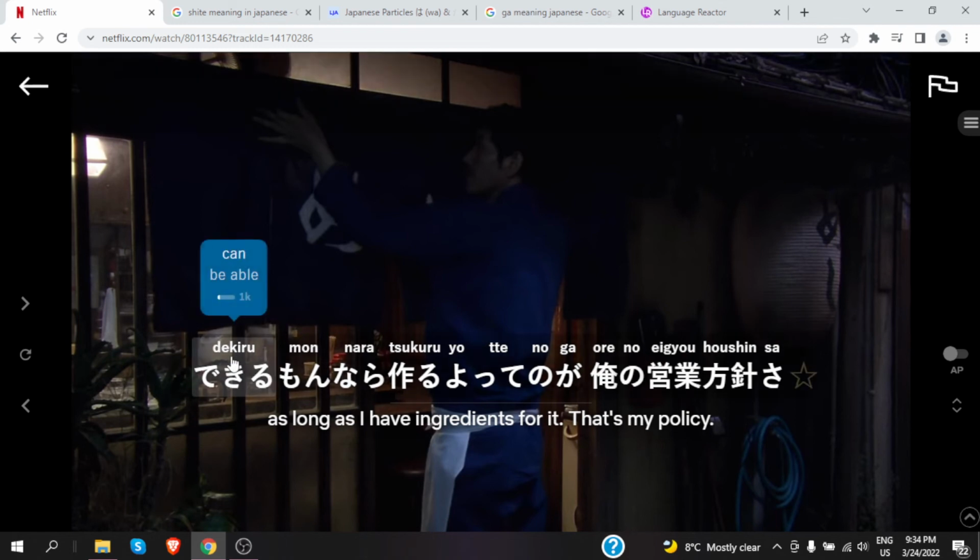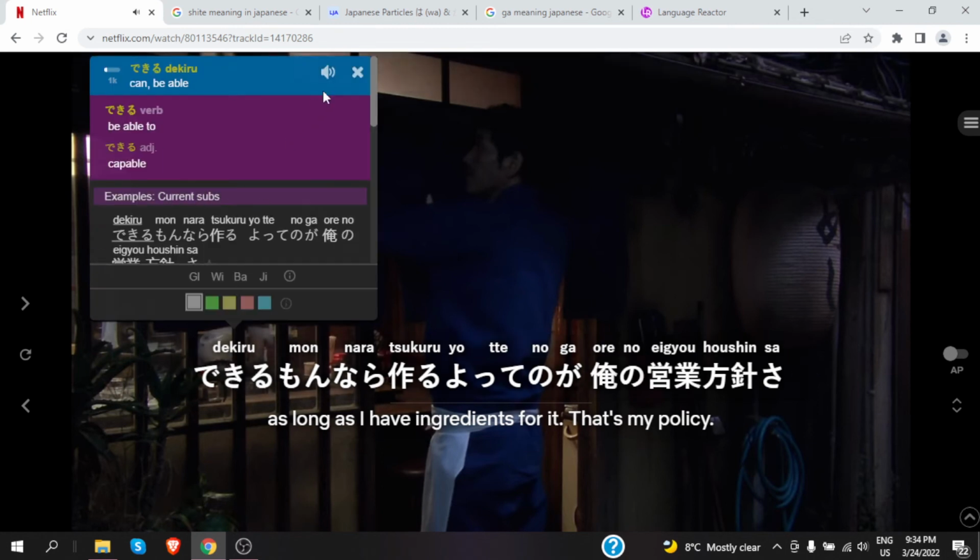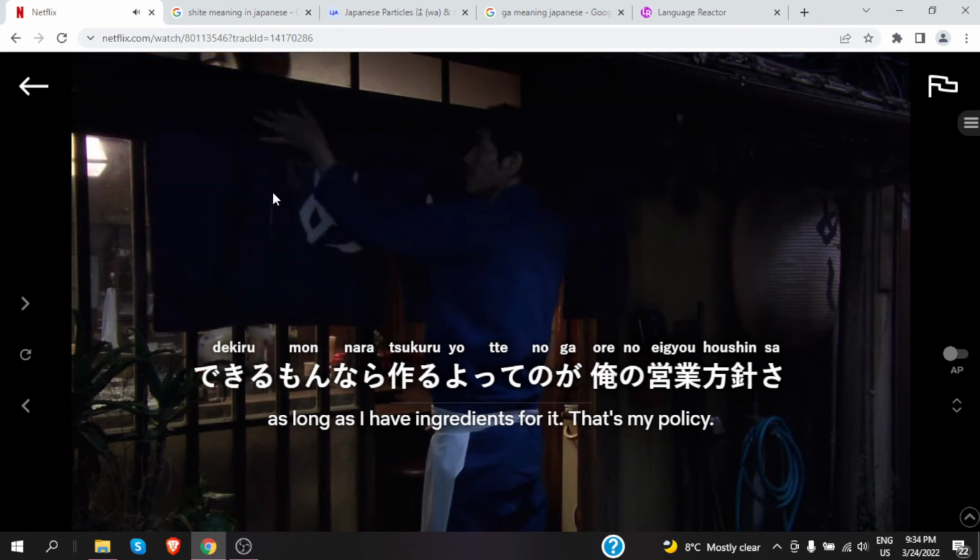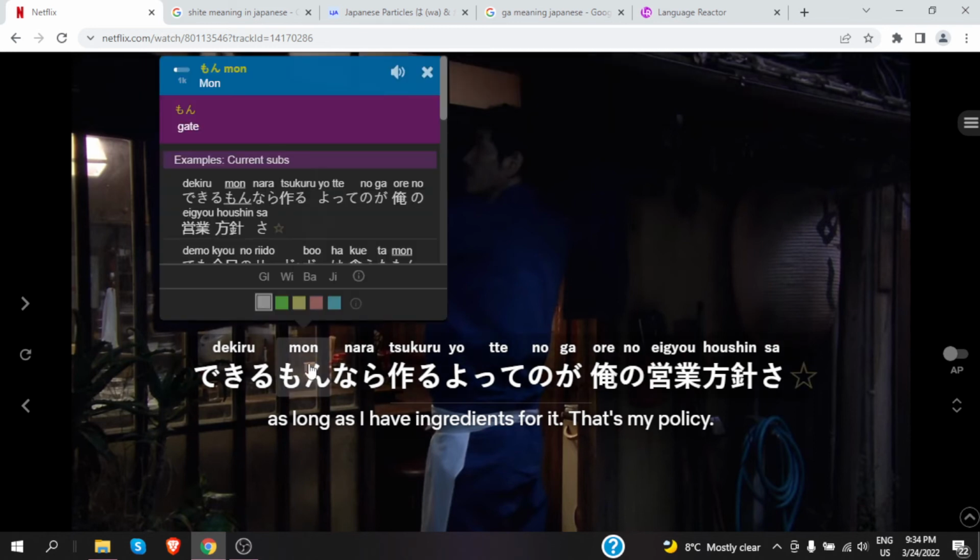Dekiru, できる, can or be able. Dekiru. Dekiromon. What is も that? Gate. As long. Be able. Mon. Dekiromon. Dekiru, as long as. Let's go look for that.